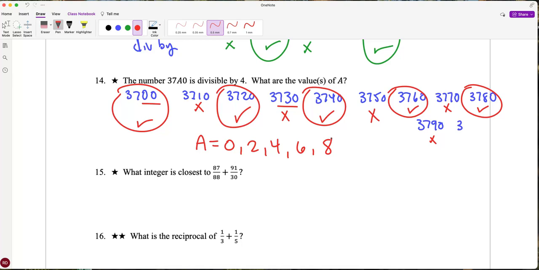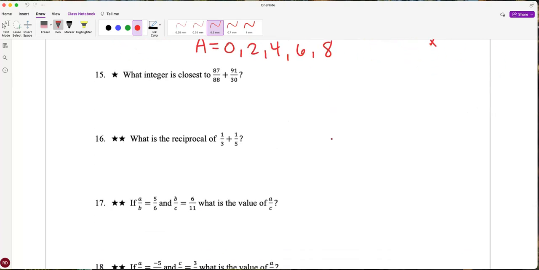What integer is closest to 8788 over 9130? 8788 is really close to 1. 9130 is really close to 3. So this number is really close to 4.